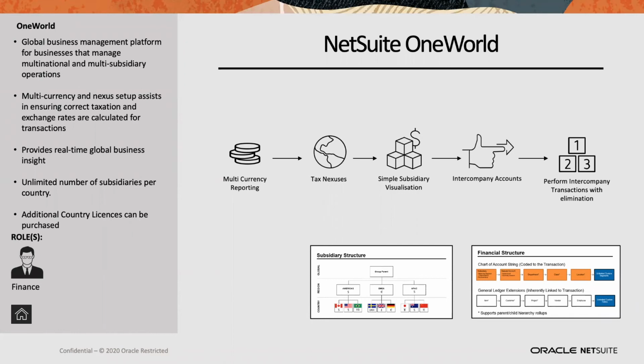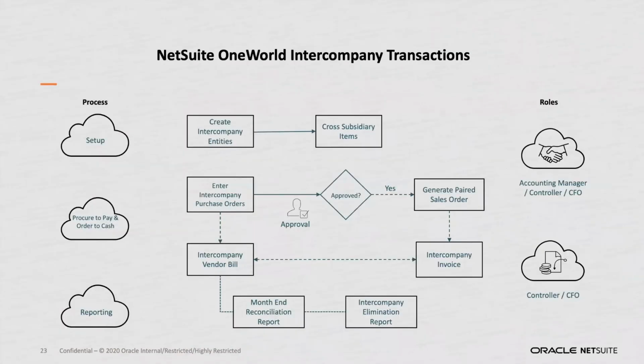OneWorld is a real strength of NetSuite. The subsidiary navigation tool is easy to use for quick reporting. And should you have your entities purchasing goods or services from each other, NetSuite simplifies this process with automatic elimination between those entities. It's a real time saver there. Could go on a lot about OneWorld, but I need to keep moving.